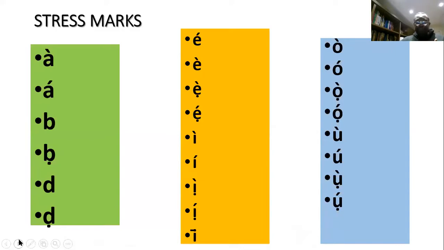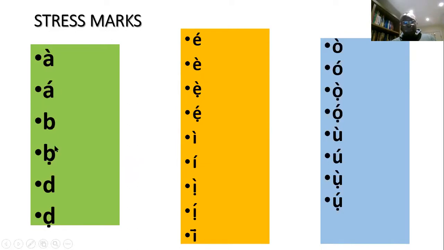So in terms of the stress marks, what we have here, ignore the dots in front of the letters. So we have A, E, I, O, U, the English A, E, I, O, U, they are the 5 vowels. But in addition, each of the vowels, apart from A, may have a dot underneath it or not. So if you look at A, A has no dot.